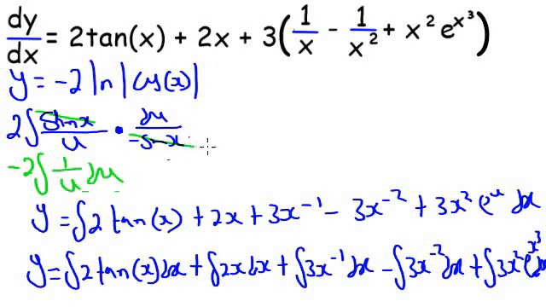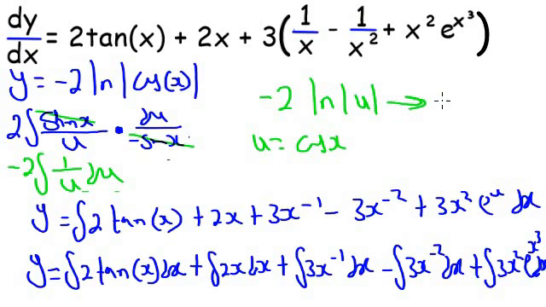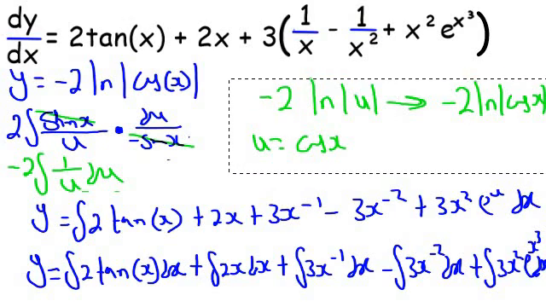respect to u. Now, the integral of 1 over u is simply equal to the natural log of u, taking the absolute value of u. Now, earlier we said u is equal to cosine x, so we need to substitute back, and that makes the integral of 2 tan x equal to negative 2 ln cosine x, and that is how we got that. Hopefully you got that. So let's continue.